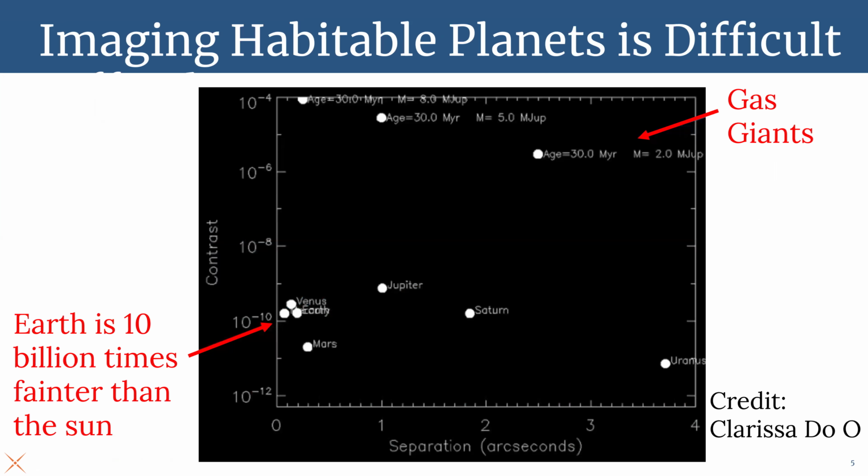The problem with this is that imaging planets is really difficult. You can see on this plot of contrast versus separation for planets in our solar system that Earth is all the way down here in the bottom left, and it's 10 billion times fainter than our sun. So that's the kind of contrast level we need to achieve in order to eventually detect these Earth-like planets.